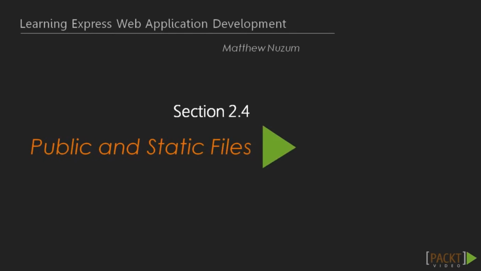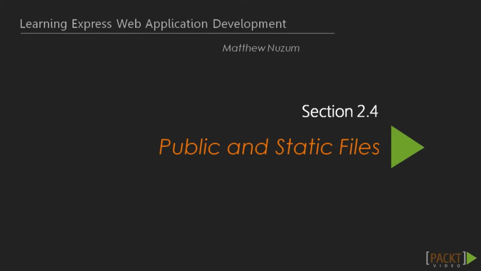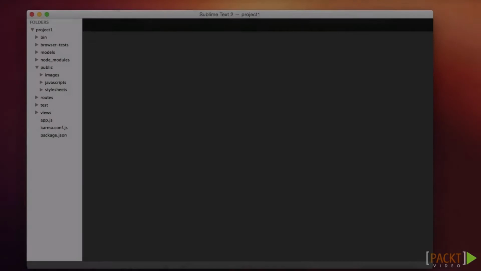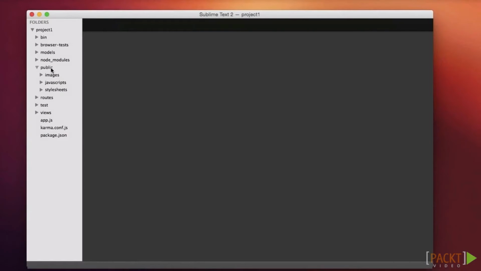Most modern web apps will have a variety of static files. For example, you'll need a place to store images, font files, and JavaScript. Fortunately, Express.js provides a simple solution to help you during your development. When we browse through our project folder, we see the public folder. This is where we serve our static files. Everything in this folder is served exactly as it is here, but without the public folder.